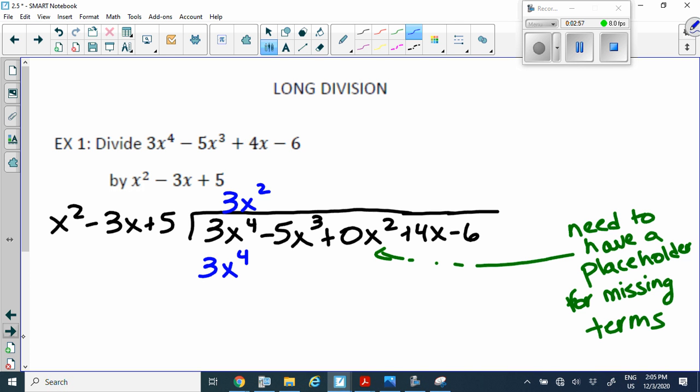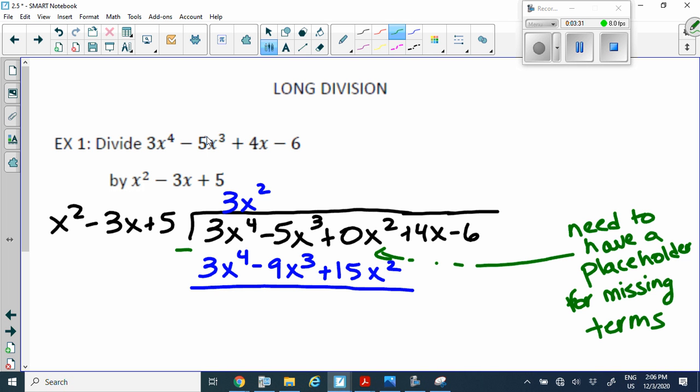Now, we do have multiple terms, so we got to take this 3x squared and multiply by the negative 3x and by the 5, because we have to finish this whole thing out. So 3x squared times negative 3x is going to give me negative 9x cubed. And I do the same thing with the 5, so 3x squared times 5 gives me 15x squared. That's why we got to add a placeholder, because we are going to do that. Now, our next step, we are going to subtract, just like we did with the numbers, okay? So we need to subtract.